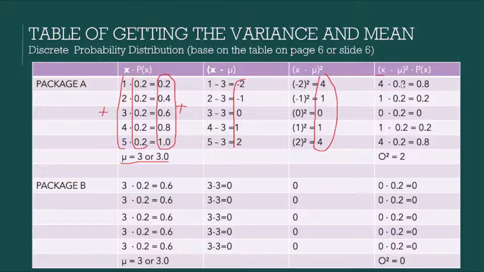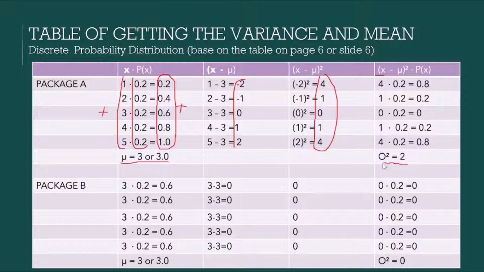We're going to times our answers from here to our px. So 4 times 0.2 equals 0.8, 1 times 0.2 equals 0.2, 0 times 0.2 is 0, 1 times 0.2 equals 0.2, 4 times 0.2 equals 0.8. And that's how we get our mean.